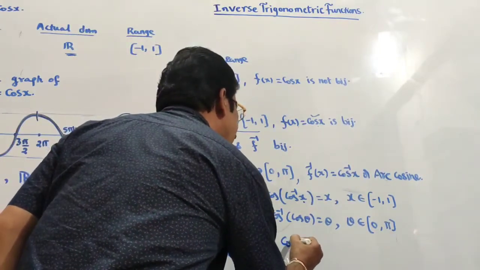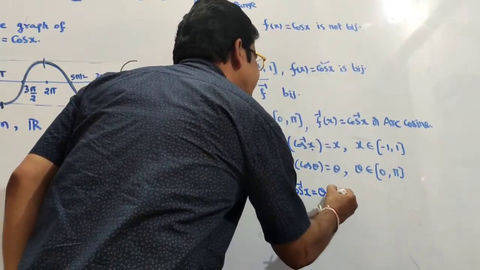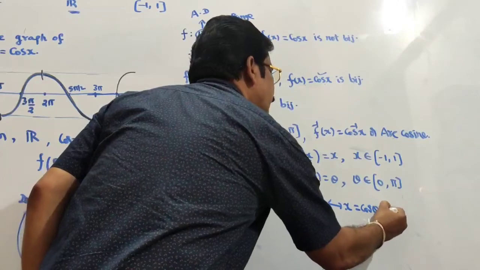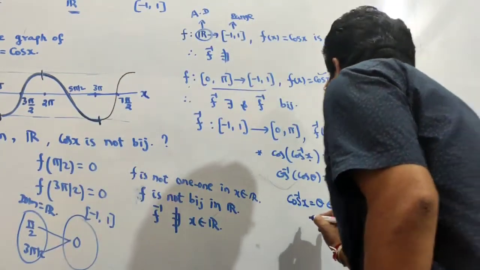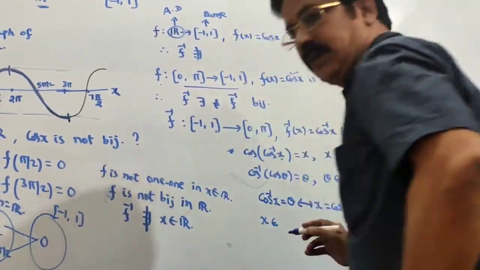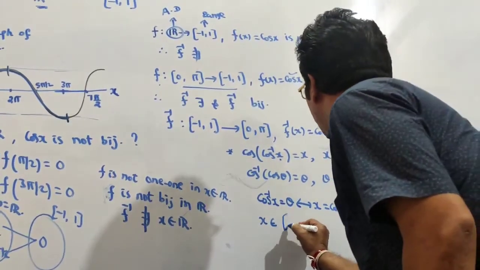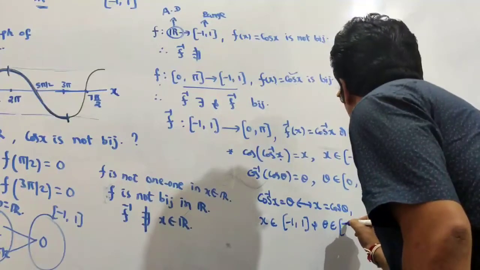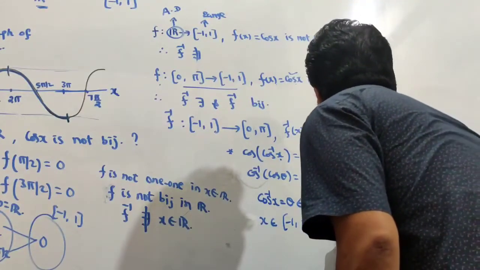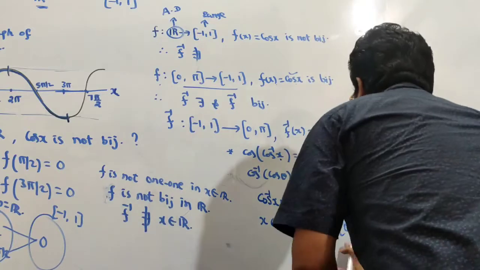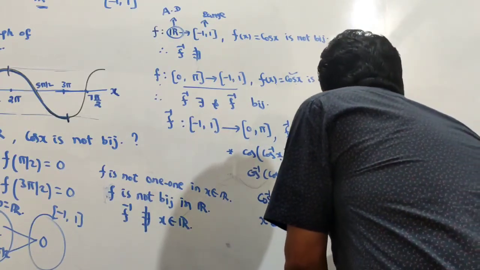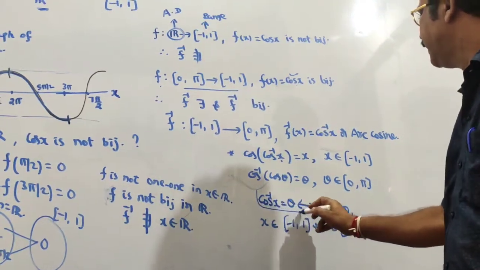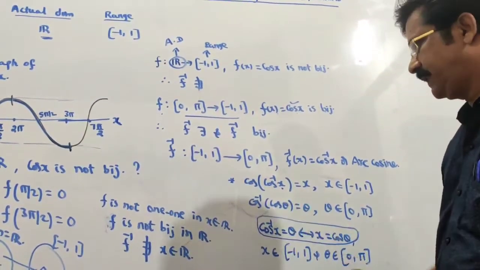And if cos inverse of x is equal to theta, then this implies x equals cos theta, where x belongs to the closed interval of -1 comma 1, and theta belongs to the closed interval of 0 comma pi. Then only this equation or statement is true, otherwise it is not true.